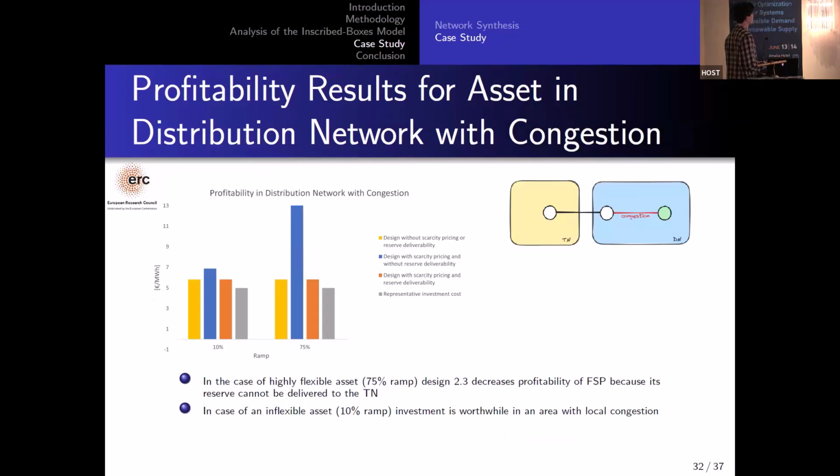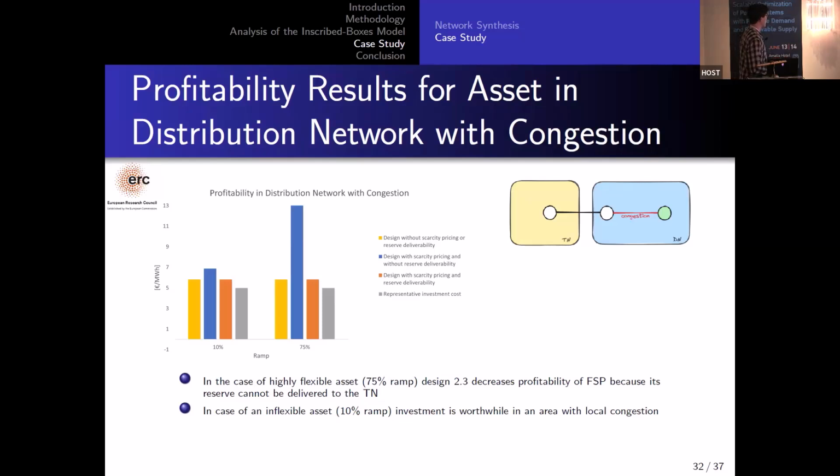Finally, for the third design, building the asset on the distribution network 2, where we have congestion. In this case, when we're trying to build a flexible asset, design 2.3, which is the orange one, decreases the profitability of the flexible supply of the FSP because reserve cannot be delivered at the transmission network, and it is not paid for that.